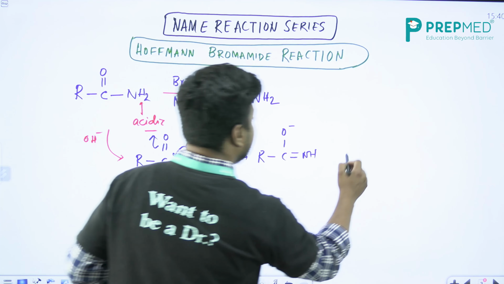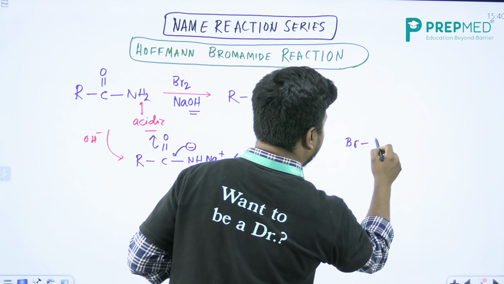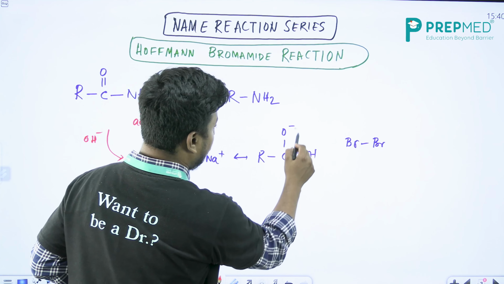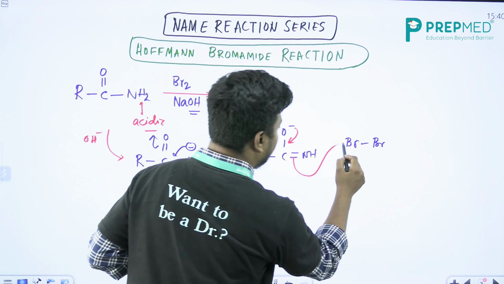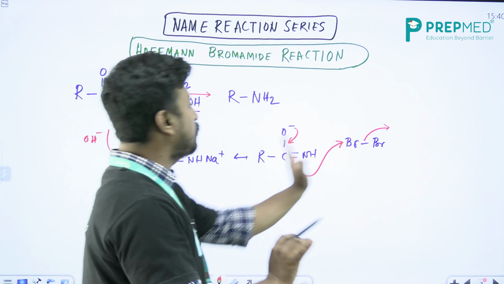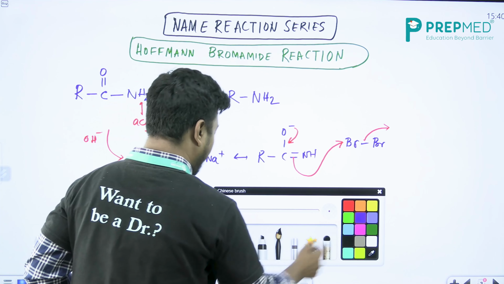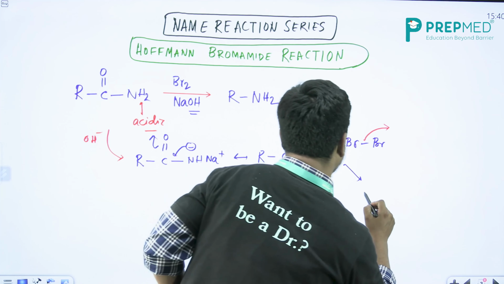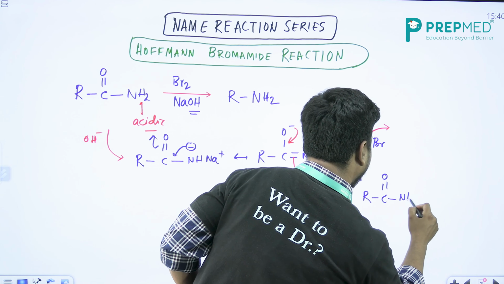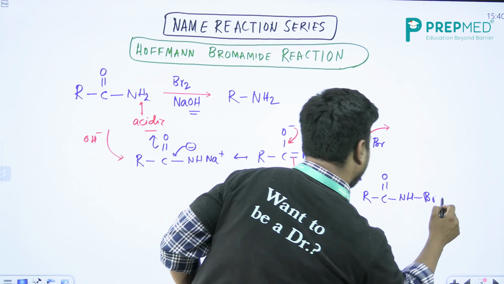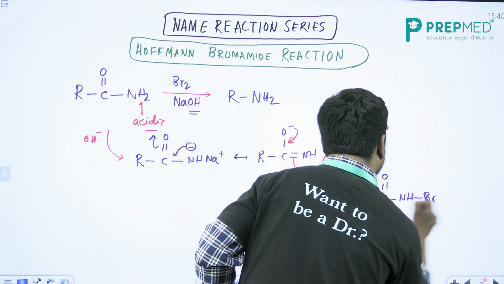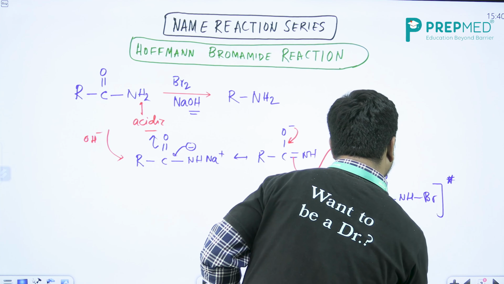Now see, next what will happen to this molecule? Bromine will come into the picture. The electrons will move in this direction, the double bond will attack the bromine, and the bromine will come. Simple, one step process. After that we get RC(=O)NHBr. Now this is a very simple, very important intermediate.